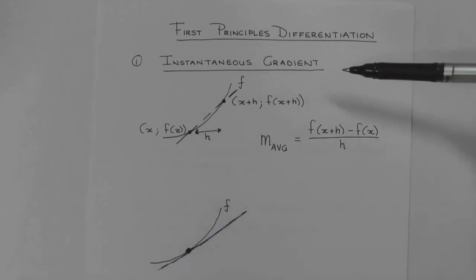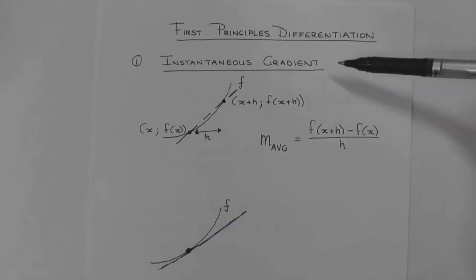Now, the first thing we need to talk about here is instantaneous gradient. Instantaneous gradient is not the same thing as average gradient, but instantaneous gradient is based on average gradient.